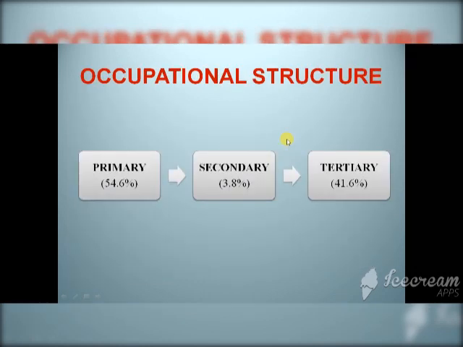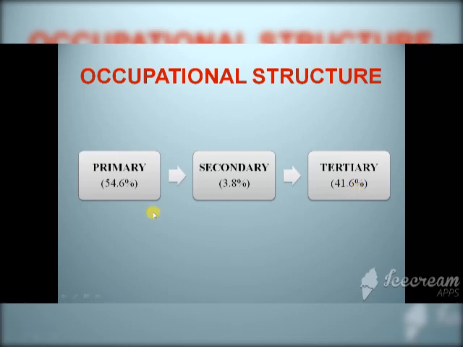Next we have the occupational structure. Basically we have three occupational structures: primary, secondary, and tertiary. Primary are those engaged directly with nature, that is fishing, mining, agriculture, lumbering, gathering, etc. It consists of 54.6%. Then comes secondary, who are engaged in the manufacturing process, only 3.8% in India. And then the tertiary sector, who are engaged in the service sector: transport and communication, trade, commerce, construction, repair, everything, 41.6%.